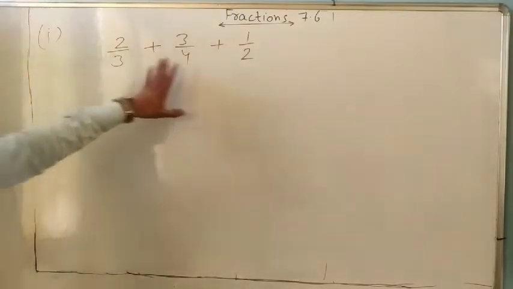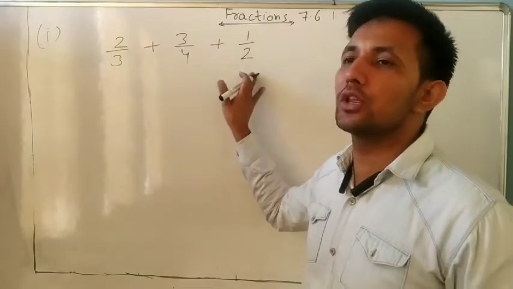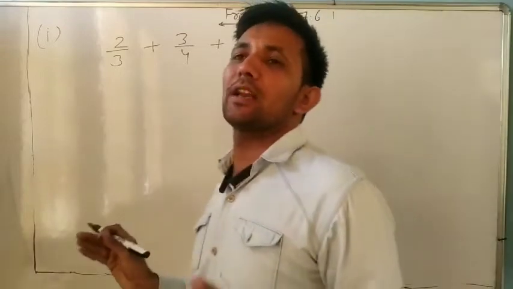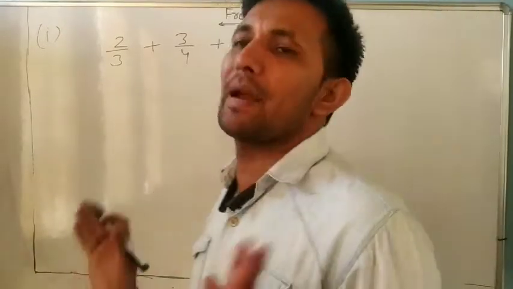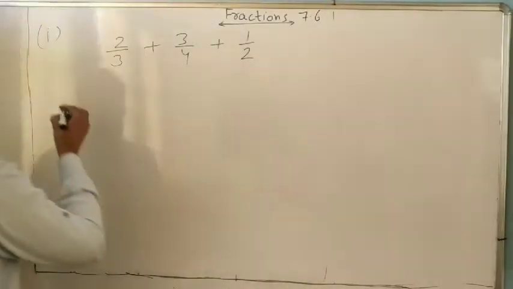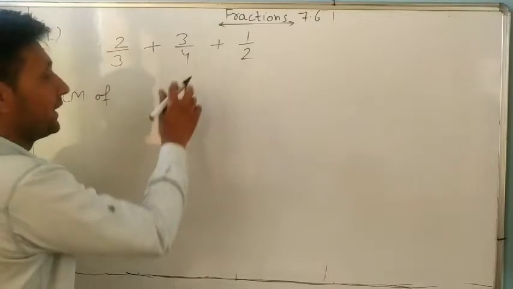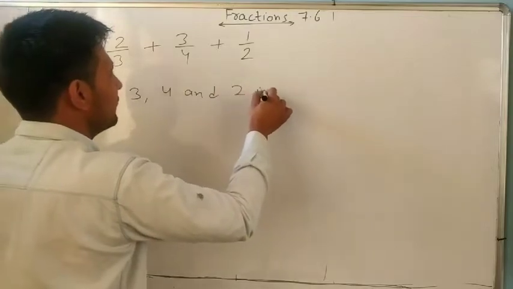So here we observe how many fractions are here? 1, 2, 3. No need to fear. If there are more than 2 fractions, whether 3 fractions or 4 fractions, it is the same method. First, always you will take the LCM. The LCM of 3, 4 and 2 is? So first we find the LCM.